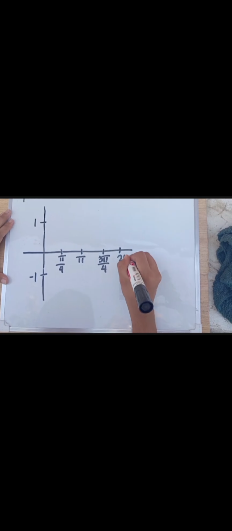The period of sine is 2 pi. The period of cosecant will also be 2 pi, so it has the same 4 points. In this part, you can draw vertical asymptotes. You can draw vertical asymptotes at pi and 2 pi.